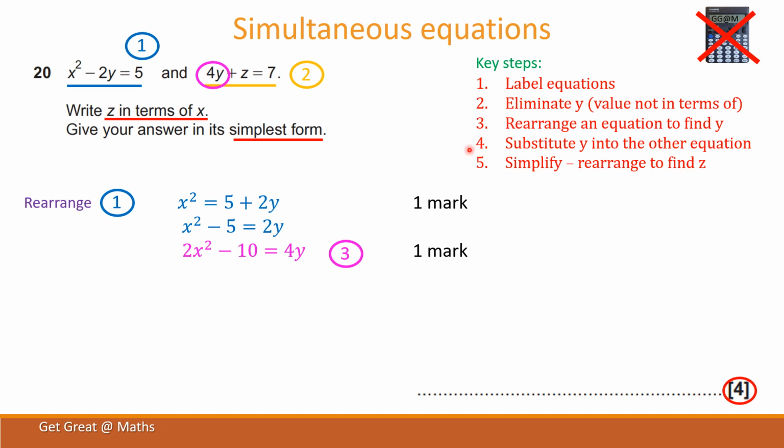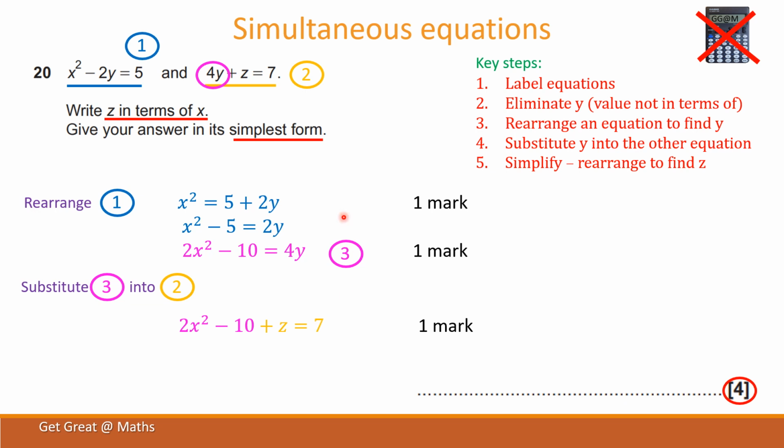I'm going to substitute y into the other equation, but not just y in this case, I'm going to substitute the whole of 4y. So instead of writing 4y, I'm going to write 2x squared minus 10. So I'm substituting 3 into equation 2, so I get 2x squared minus 10, which was this equation here, which is the 4y. The plus z stays put, and the equals 7 stays put as well. So they're just exactly the same, and that is my third mark.